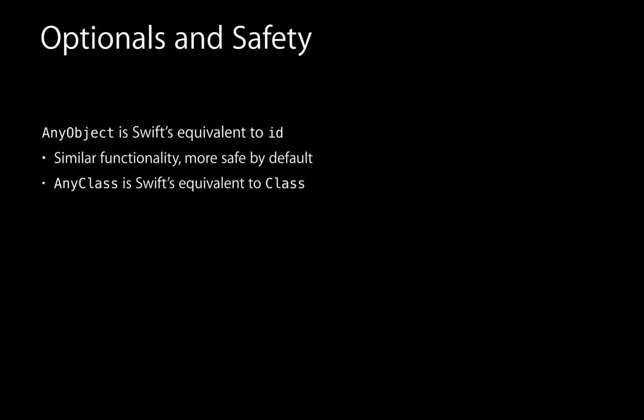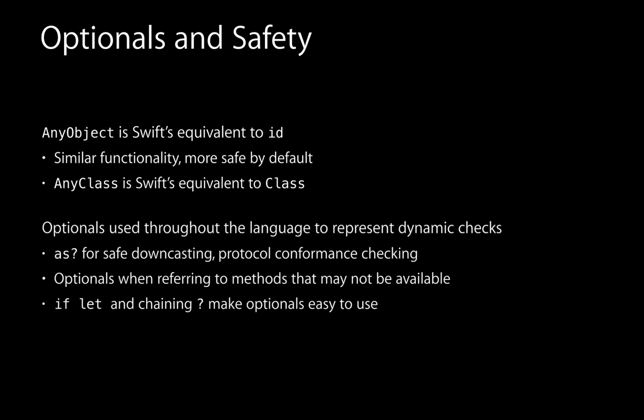So, wrapping up here, AnyObject is Swift's equivalent to id. The functionality is similar, the ideas are similar and the uses are similar. However, it's more safe by default. Now, we didn't talk about it, but there's also AnyClass, which is Swift's equivalent to Class and has most of the same behaviors.